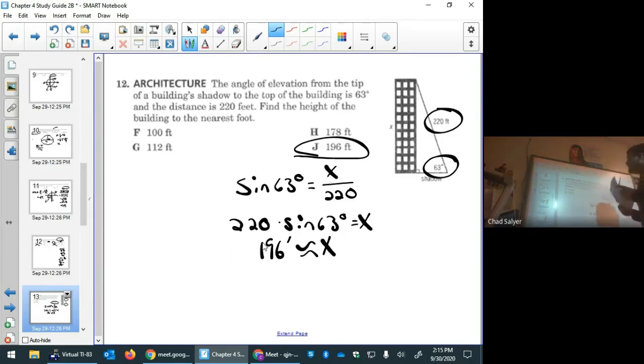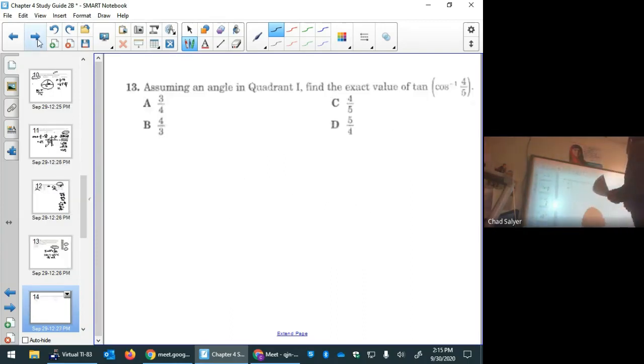So these last 8 or so are much harder. Not all of them, but most of them are much harder. So be prepared to spend the bulk of the test time on especially the last few.